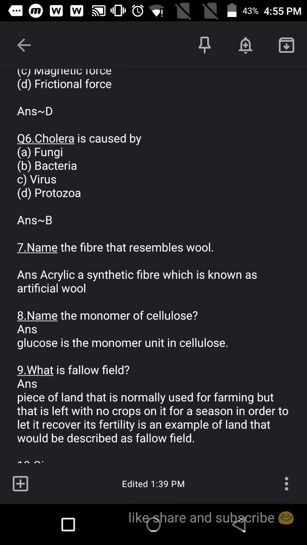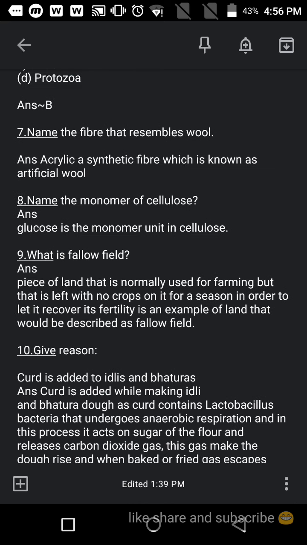Name the fiber that resembles wool. The answer is acrylic. A synthetic fiber resembles wool. It is also known as artificial wool. Name the monomer of cellulose. Glucose is the monomer unit in cellulose.